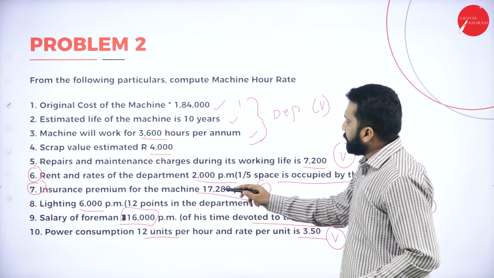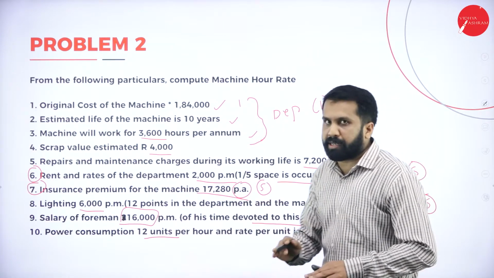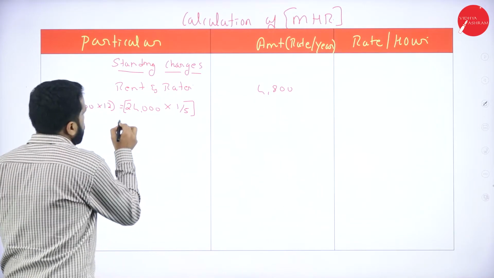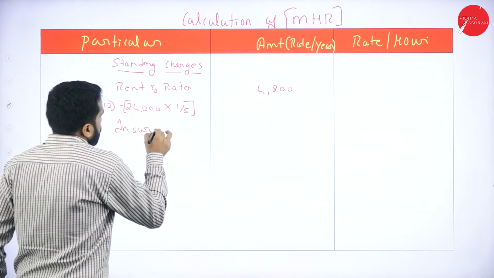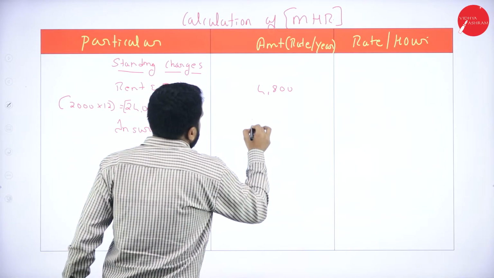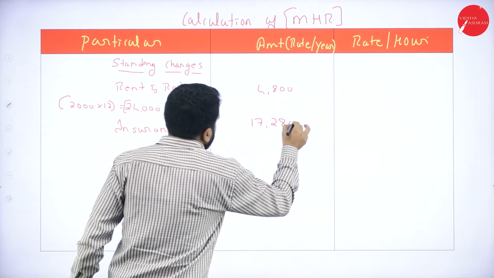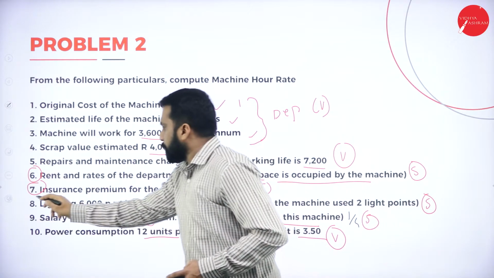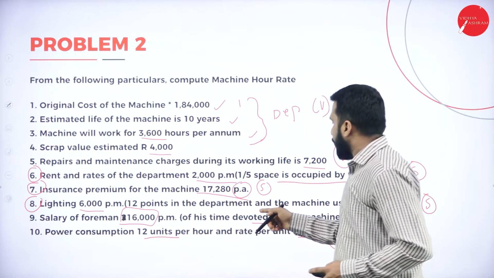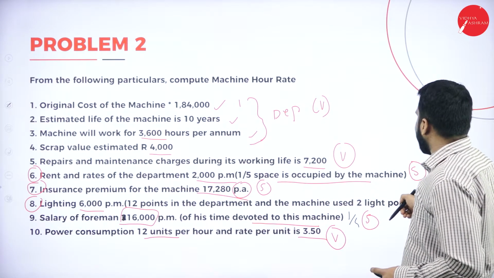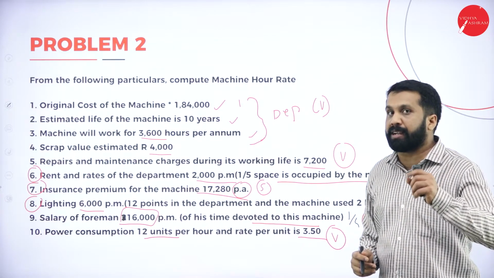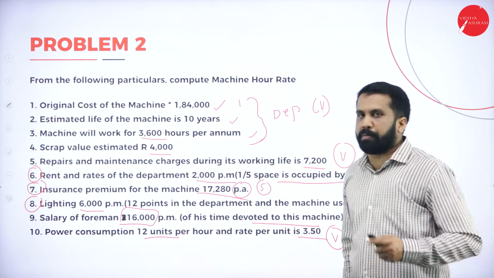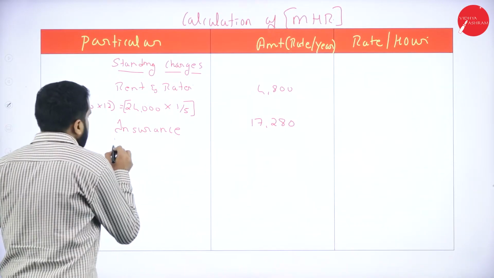Next, this over, insurance premium for the machine 17,280 per annum. Don't multiply anything. 17,280. Insurance 17,280. That is over. Next, lighting charges 6,000 per month. 12 points in the department and the machine used 2 light points. There are total 12 points, but how much did the machinery use? Only 2. What is the value? 6,000 per month. We'll write lighting.